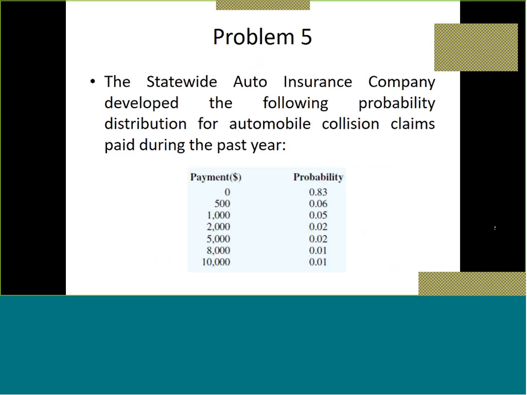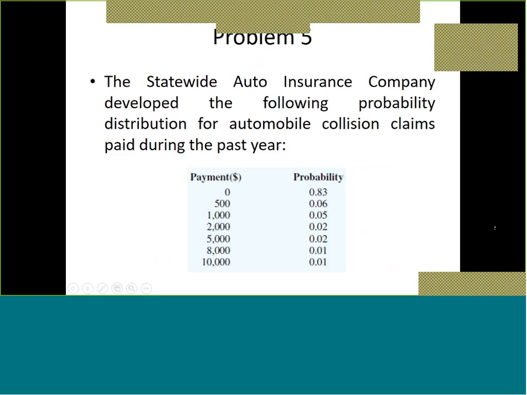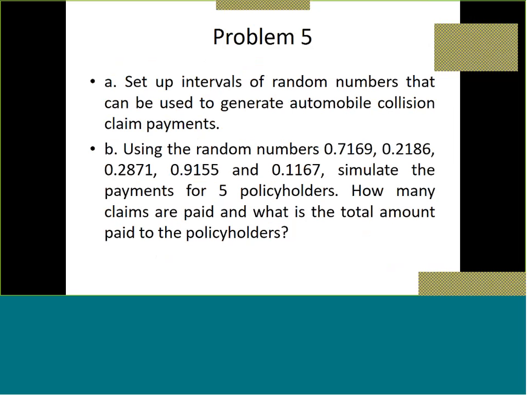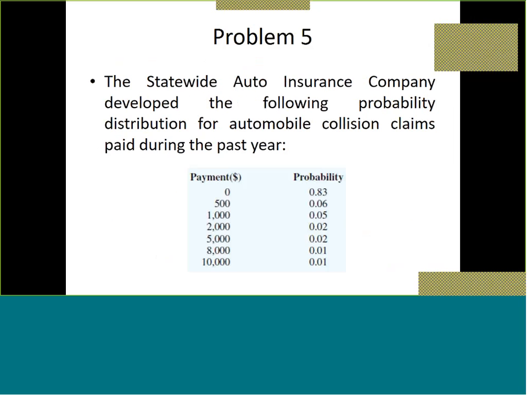The statewide auto insurance company developed the following probability distribution for automobile collision claims paid during the past year. Set up intervals of random numbers that can be used to generate automobile collision claim payments. And also, using these 5 random numbers, simulate the payments for 5 policy holders. How many claims are paid and what is the total amount paid to the policy holders? So we'll try now.